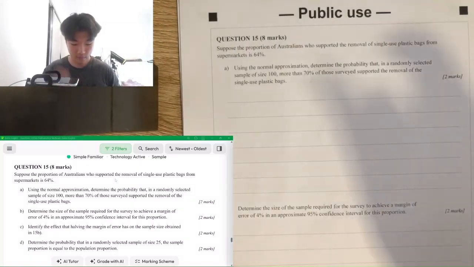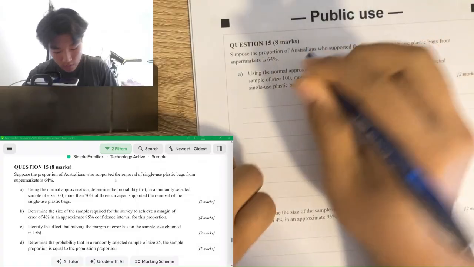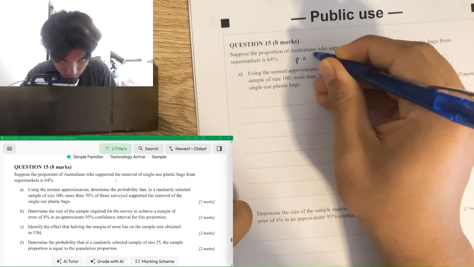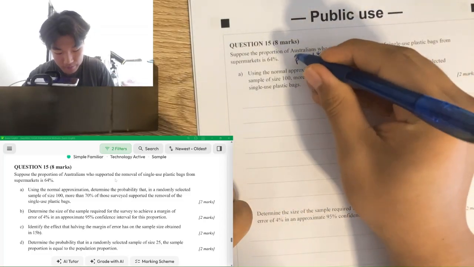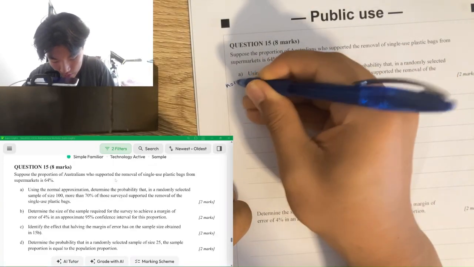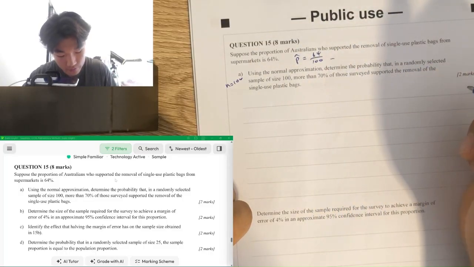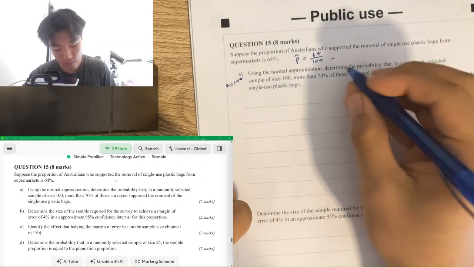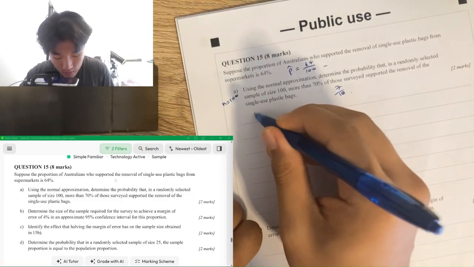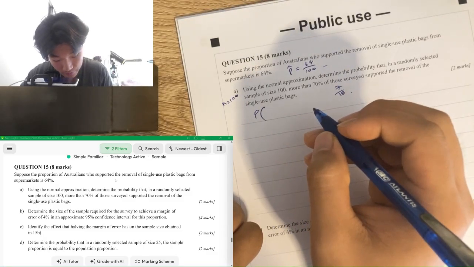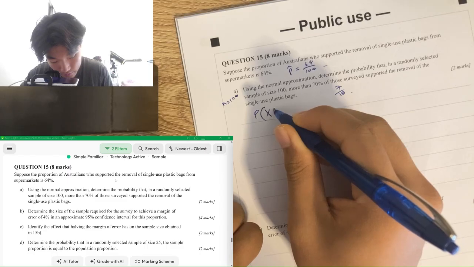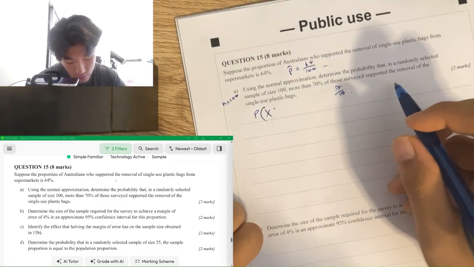Question 15. Suppose the proportion of Australians who support the removal of single-use plastic bags from supermarkets is 64%. So P equals 64 over 100. That's the population proportion. Using normal approximation, determine the probability that in a randomly selected sample of size 100, so n equals 100, more than 70%, so 7 over 10, probability X is more than 70% approved.